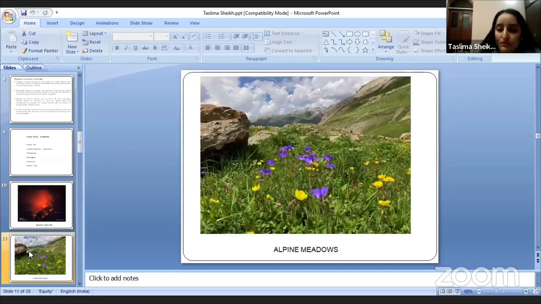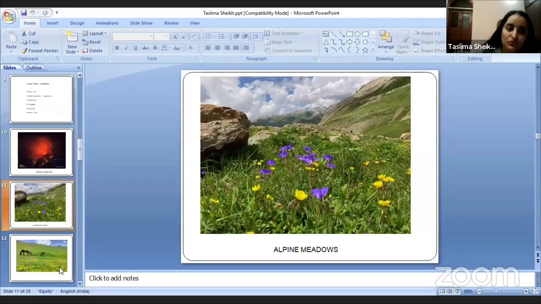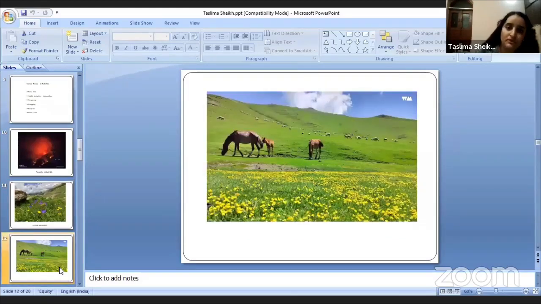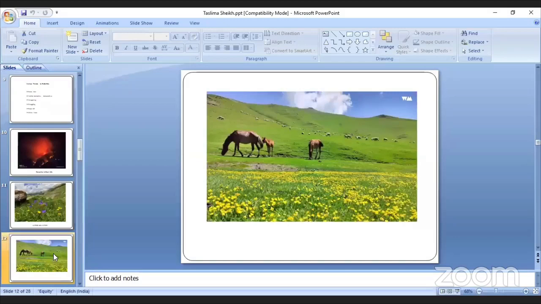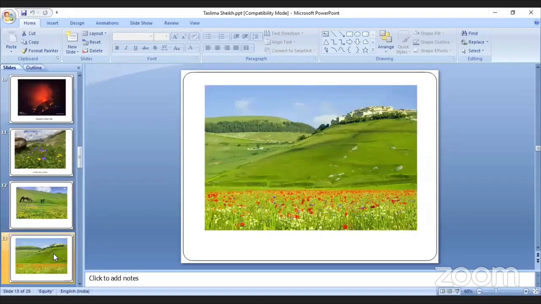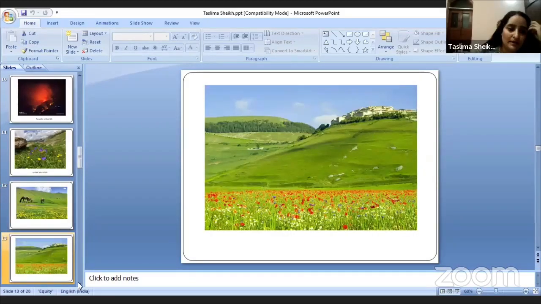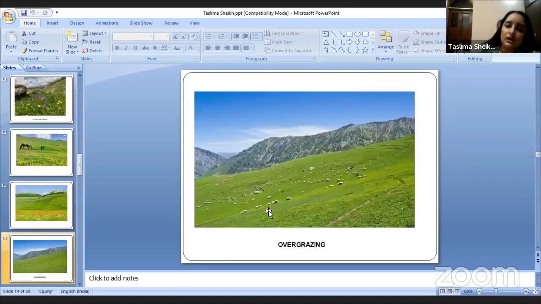So here I am showing the alpine meadows, which look very beautiful. And in another slide, again, I'm showing the pastures where the cattle are grazing. This is also a grassland in Gurez Valley. My purpose for showing this grassland is that, as it is clear to everyone, many sheep are grazing here, that's called overgrazing. So overgrazing is not good for butterflies.